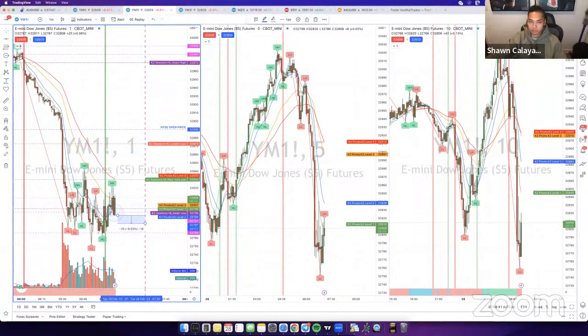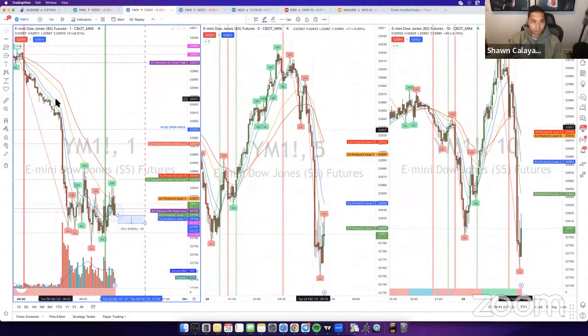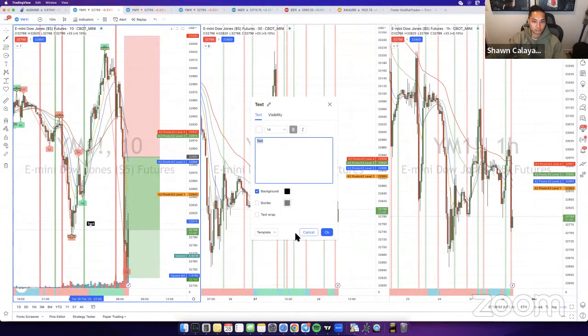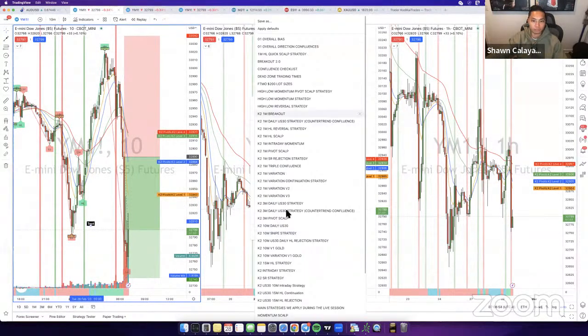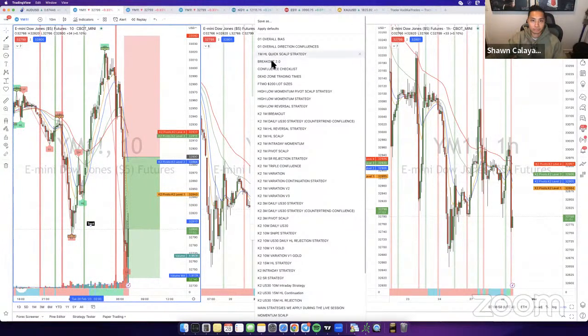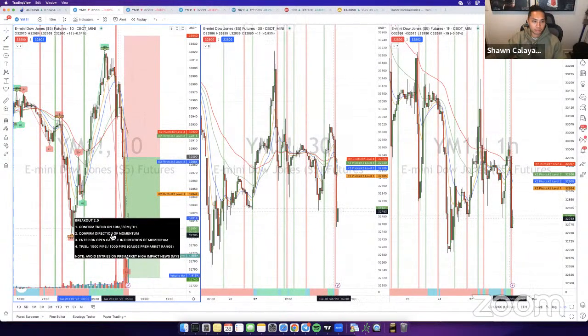Deswell's asking if I can send him the breakout 2.0. If you can find it on the course page as well, but let me see if I can find it here. It's an easy strategy. You're just looking for overall direction of price. Yeah, it's probably the simplest one that you can find.